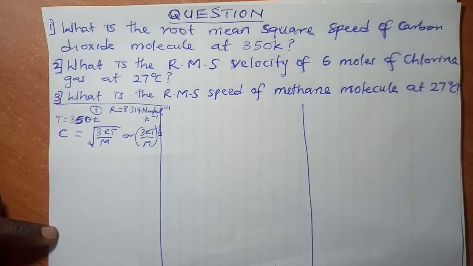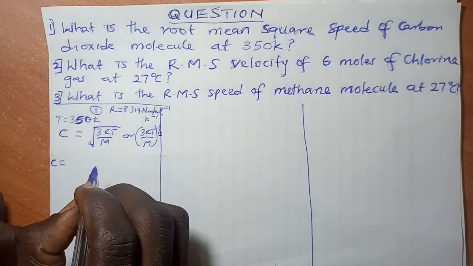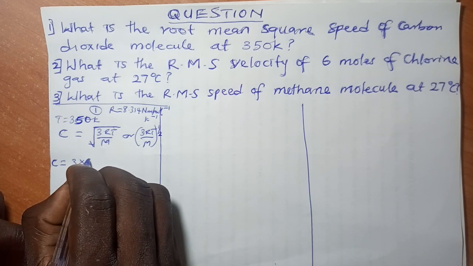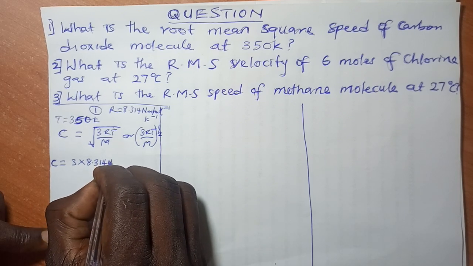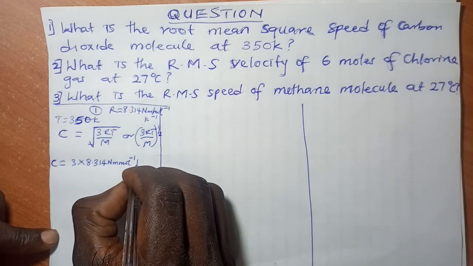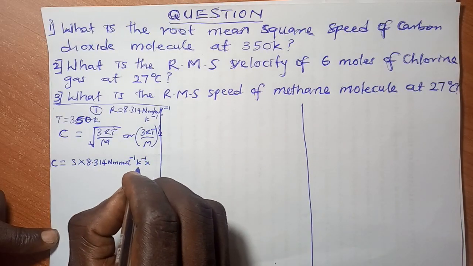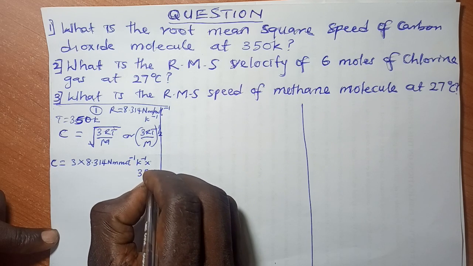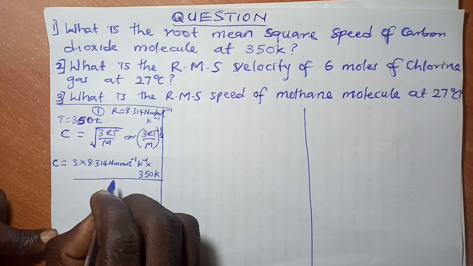Please listen attentively. You will be having something like this. The root mean square speed is equal to 3 times R, which is 8.314 Newton meter per mole per Kelvin, times the temperature, which is 350 Kelvin, all divided by the molecular weight of carbon dioxide.